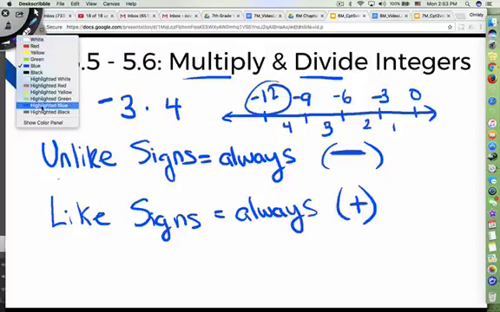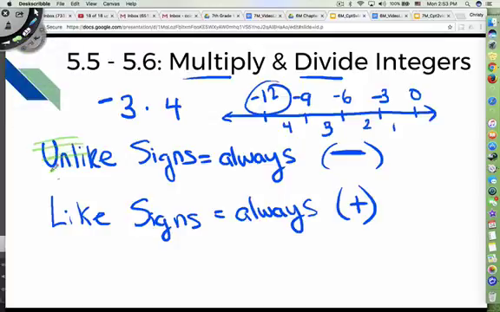Unlike signs, let's try a highlighter here. Let's highlight in green. Oh, that's not very helpful. Unlike signs, that looks like I'm crossing it out. Never mind, never mind. Sorry about that.